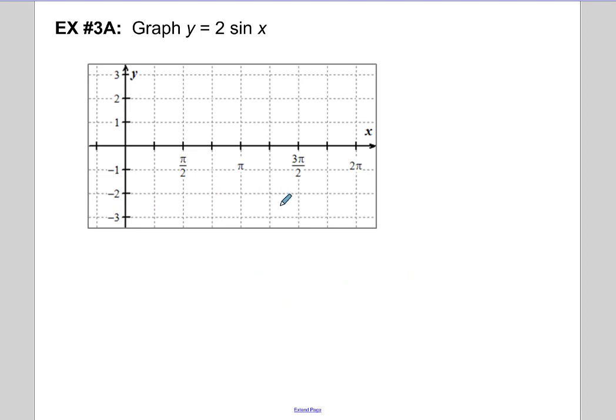That's going to change the range of the parent. So here you see I have an amplitude of 2. That means it's going to stretch my graph. My midline is the x-axis here, and we're going to stretch that parent graph 2 units up and 2 units down. And because the argument is just x, nothing's changing in the parent.